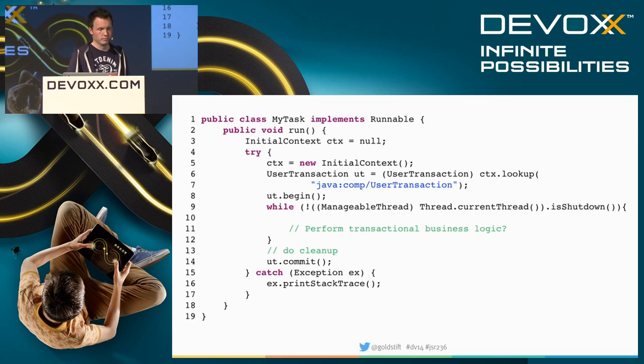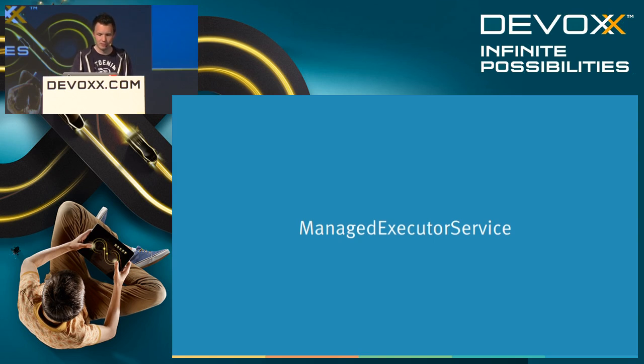Yeah, that would be simplified. Sorry, the question was whether we should check whether the user transaction has been marked for rollback. Of course, in production code, you would definitely do this. Yes, good one. Okay.